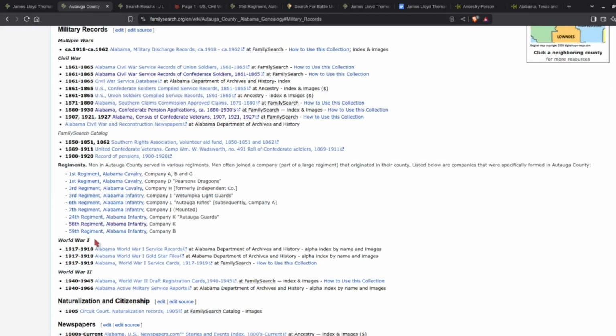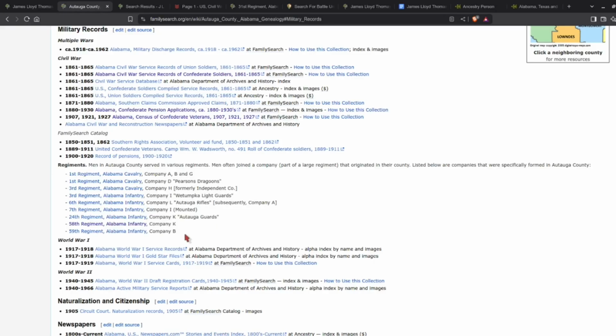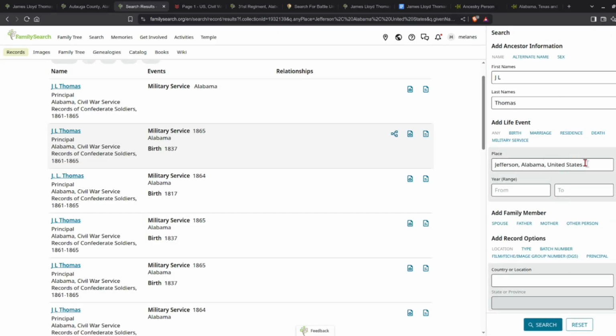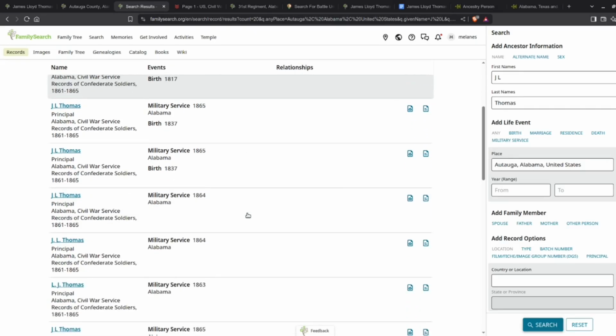Military records. So these are the regiments that he could have been a part of, and the 31st is not listed here. So let's go look. We're going to look for a J.L. Thomas in Autauga County. If we find a J.L. Thomas with a Civil War packet from Autauga County, then that could be evidence of a separate person.